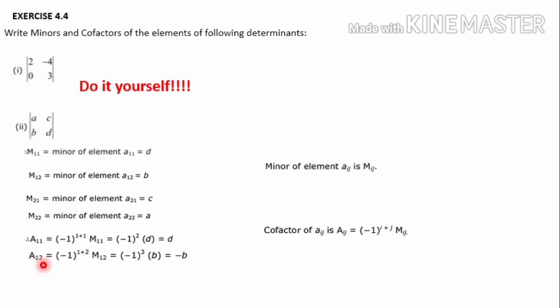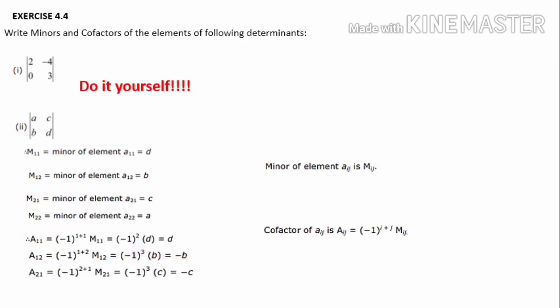Next A12, that is the cofactor of A12, cofactor of C. That is minus 1 the whole power 1 plus 2, row value plus column value. Here first row second element, that is 1 plus 2 into minor of 1 2. Minor of 1 2 we have calculated, that is B. That is minus 1 the whole power 1 plus 2. 1 plus 2 is 3 into B. That is minus 1 the whole power 3 is minus 1. Minus 1 into B is minus B.